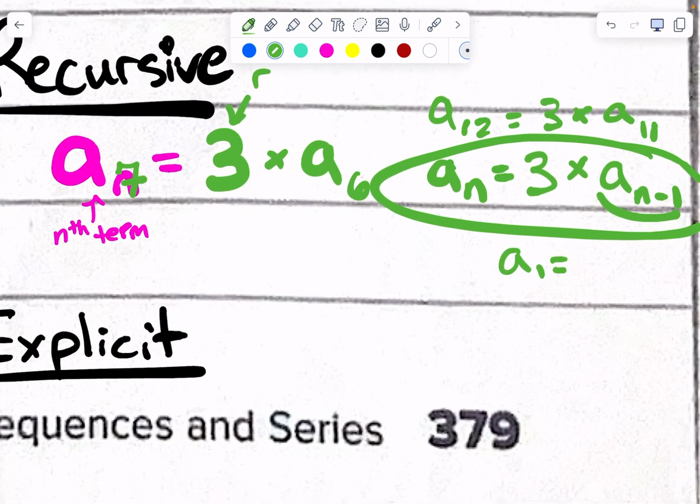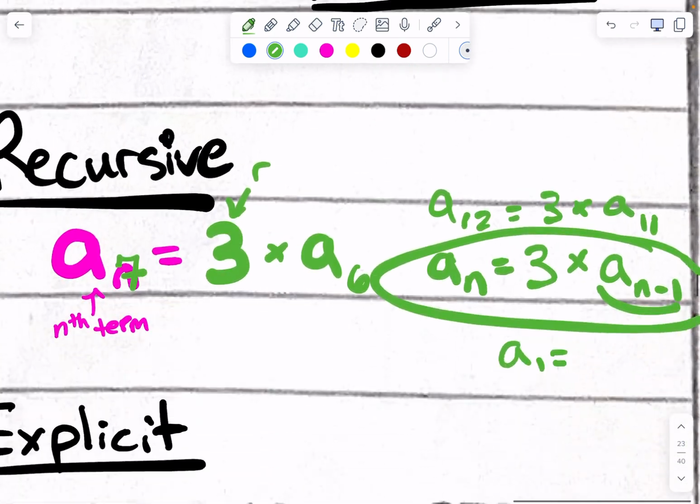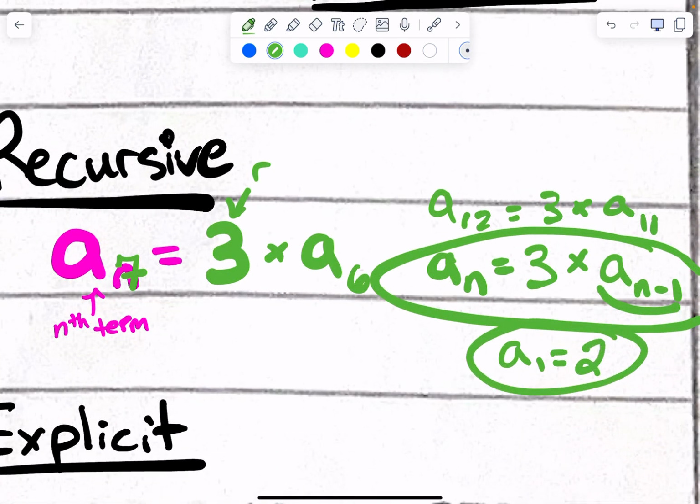But we have to also, in a recursive formula, define what A sub 1 is. What's the first term of the sequence? Go up above. The first term of the sequence was 2. We have to say that because I don't know where to start from. I have to know what the first term is if I want to find the second term, according to this. And in order to find the third term, I have to know the second term.